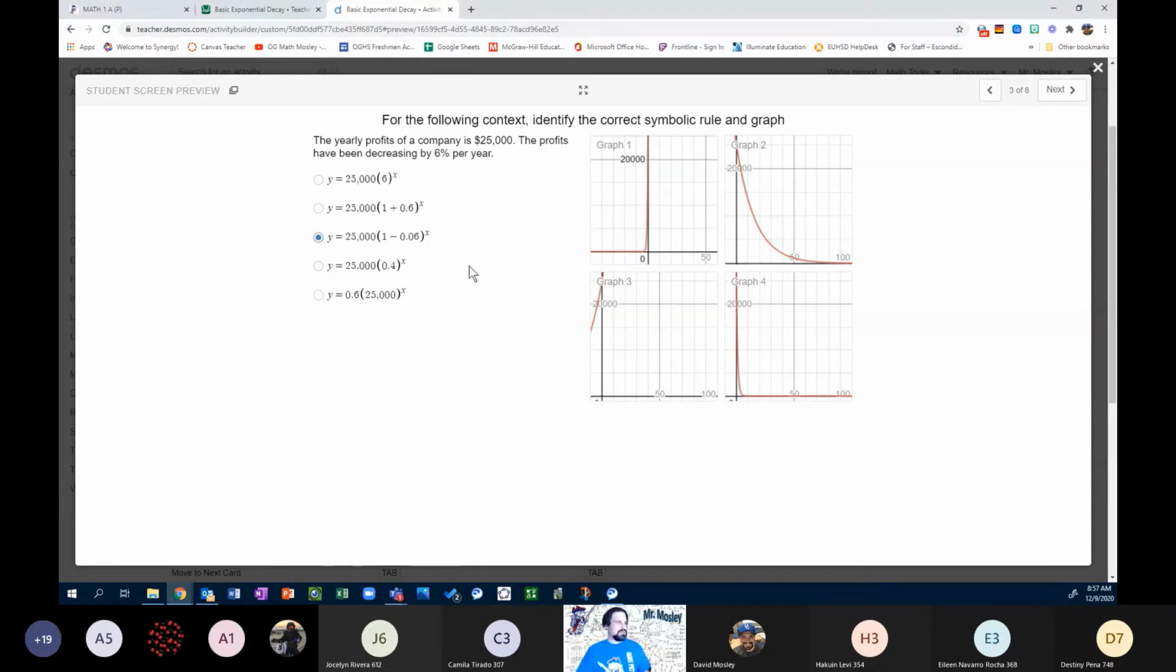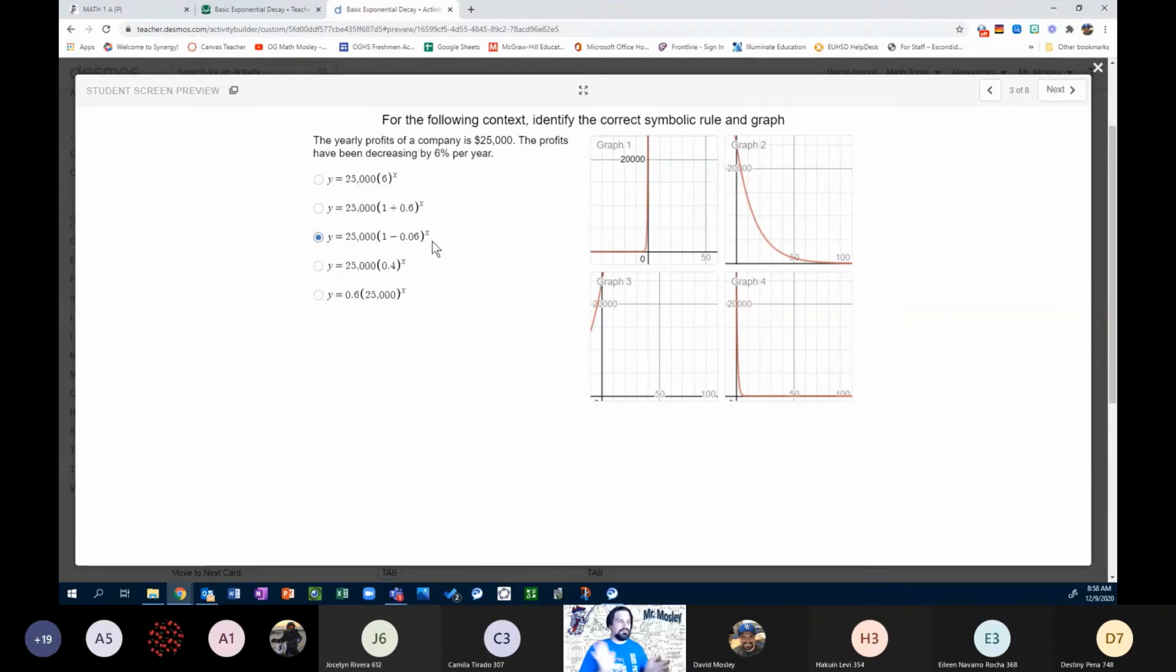It is the third option, 25,000 times 1 minus 0.06. 6% as a decimal is 0.06. We are losing 6%, so we're subtracting 6% from the whole. That gives us this 1 minus 0.06. And yes, Nicholas, it is multiplying by a number less than 1. That indicates exponential decay. Awesome.